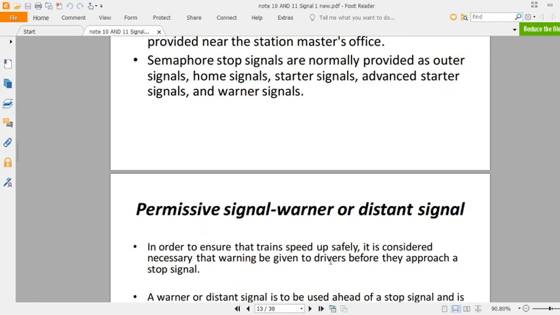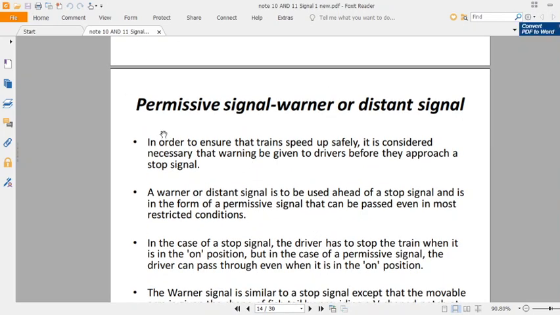Our next is the permissive signal, that is the warner or distant signal. Permissive signals, as the name suggests, give permission to the loco pilot, or give warning to the loco pilot about the signal ahead of him.